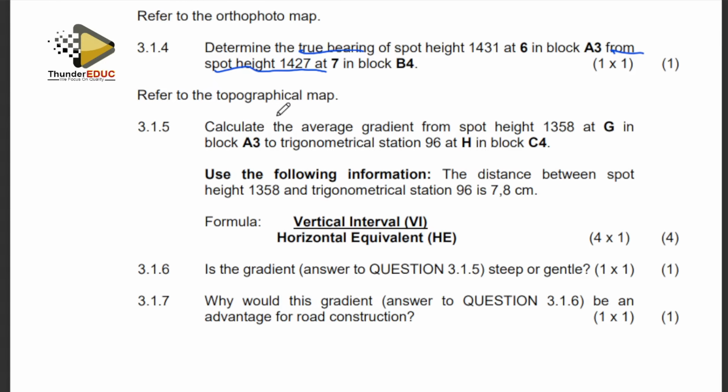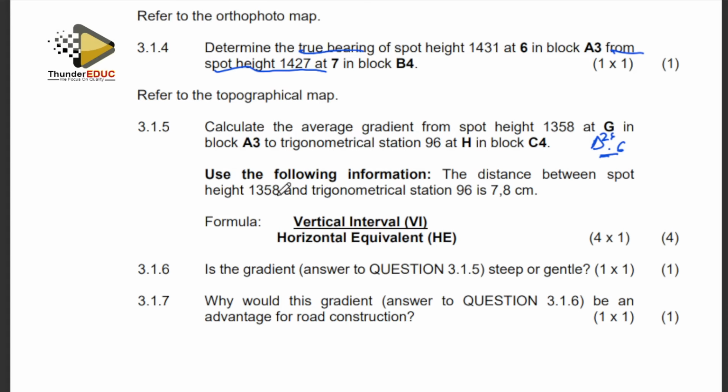All right. Then we come here, refer to the topographic map. So we go to the topographic map, capture the average gradient from the spot height 1358 at G in block A3 to the trigonometrical station 96 at H in this. So now here they use trigonometrical station. Some learners confuse this. If they say trigonometrical station, the symbol is like this. There is a number on top and there is a number below. We use the number with a decimal place, because the number with the decimal place is the height.